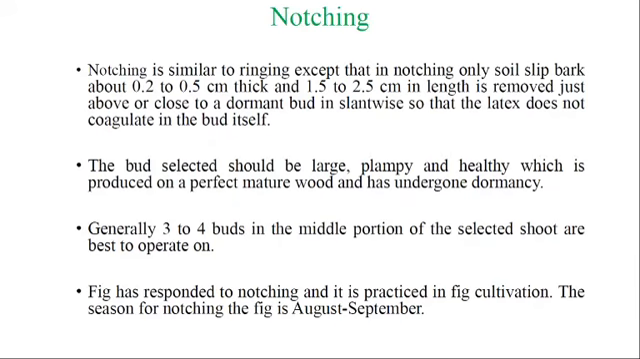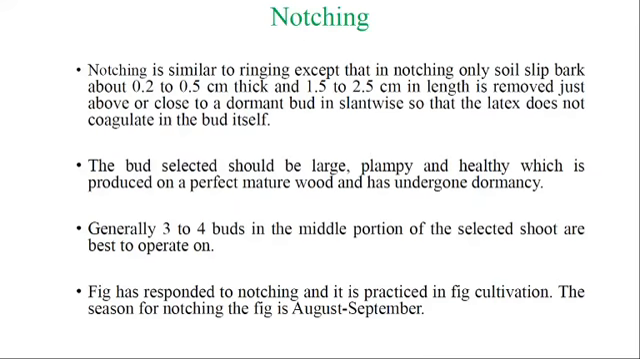The next one we will consider here is notching. Notching is similar to ringing: only a slip of bark about 0.2 to 0.3 centimeter thick and 1.5 to 2 centimeter long is removed just above, close toward the dormant bud. This notching is done towards the dormant bud slantwise, so that the latex does not coagulate in the bud itself, and the bud selected should be large, plump, healthy, produced on perfectly mature wood, and has undergone dormancy. In such cases, notching is done.